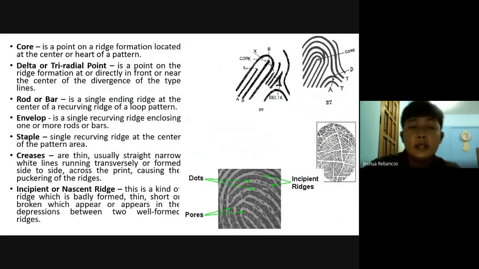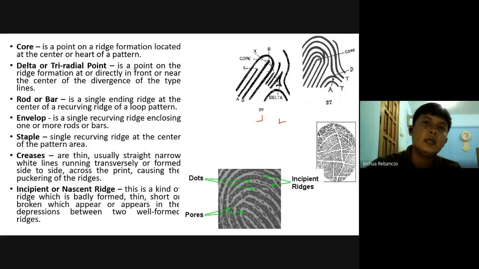Ito yung sinasabi ko kanina. Core is the point on a ridge formation located at the center or heart of the pattern. Ito yung core. A or B. Saan ang core dyan? So, the core is letter B. Ito yung delta natin. Basta yung delta, always mahanapan natin siya dito sa type line. Itong type line natin, diverging ridge yan kasi nagkaroon siya. Now, basta nagganto, yan ang delta. Okay? Yan yung itsura ng delta.